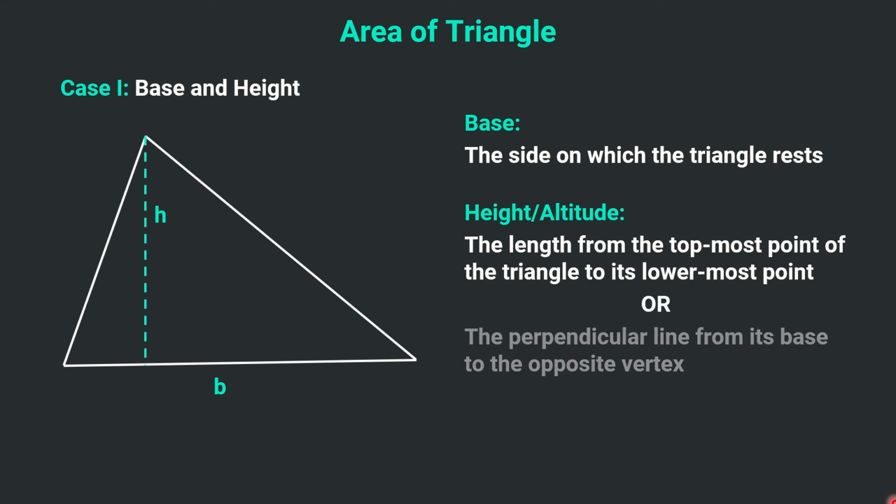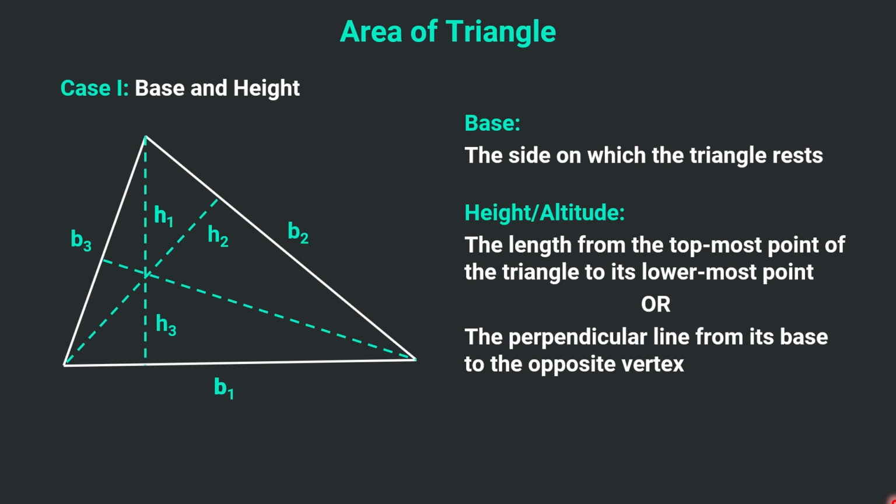Or by other definition, you can say it is the perpendicular line from its base to the opposite vertex. So as you can see, this is dropped from the opposite vertex, it is perpendicular to its base. So this is also height. Now the question arises, is it necessary that the lowermost side is always the base? No, this is not. So for three sides of the triangle, you can have three bases and three heights. So for example, this is base 1, this is height 1. So for this base 2, this will be your height 2. And for this base 3, this will be your height 3.